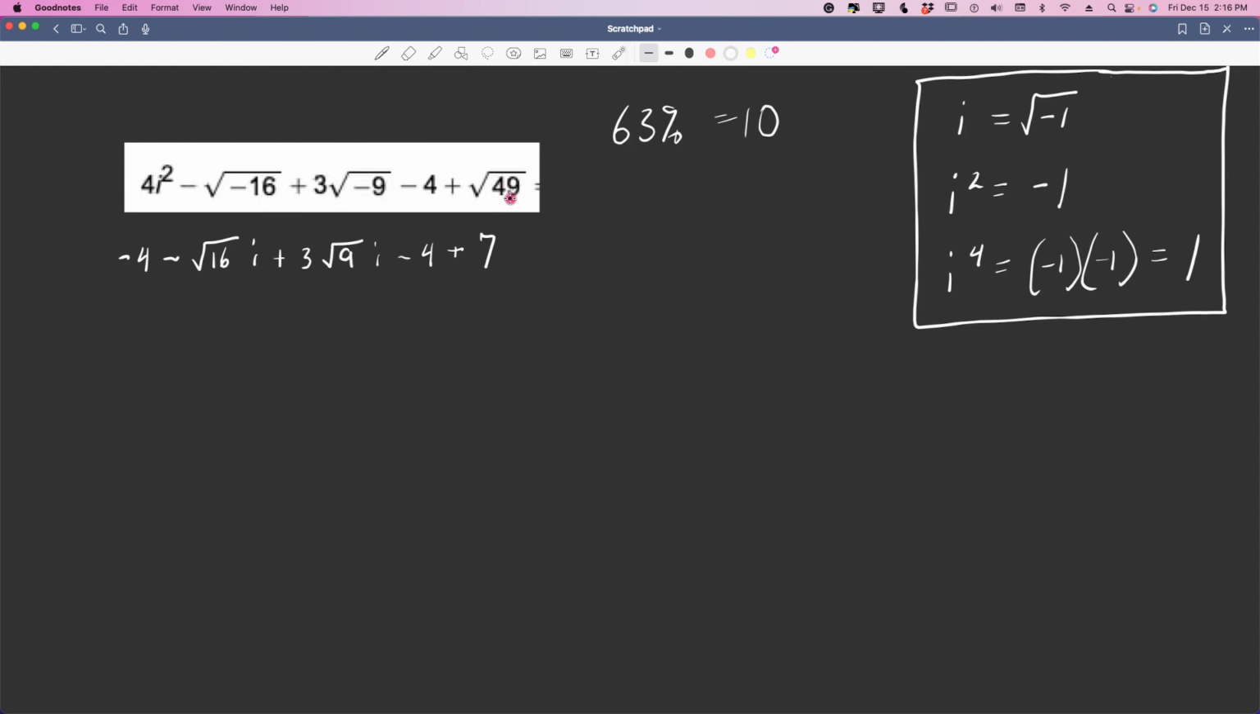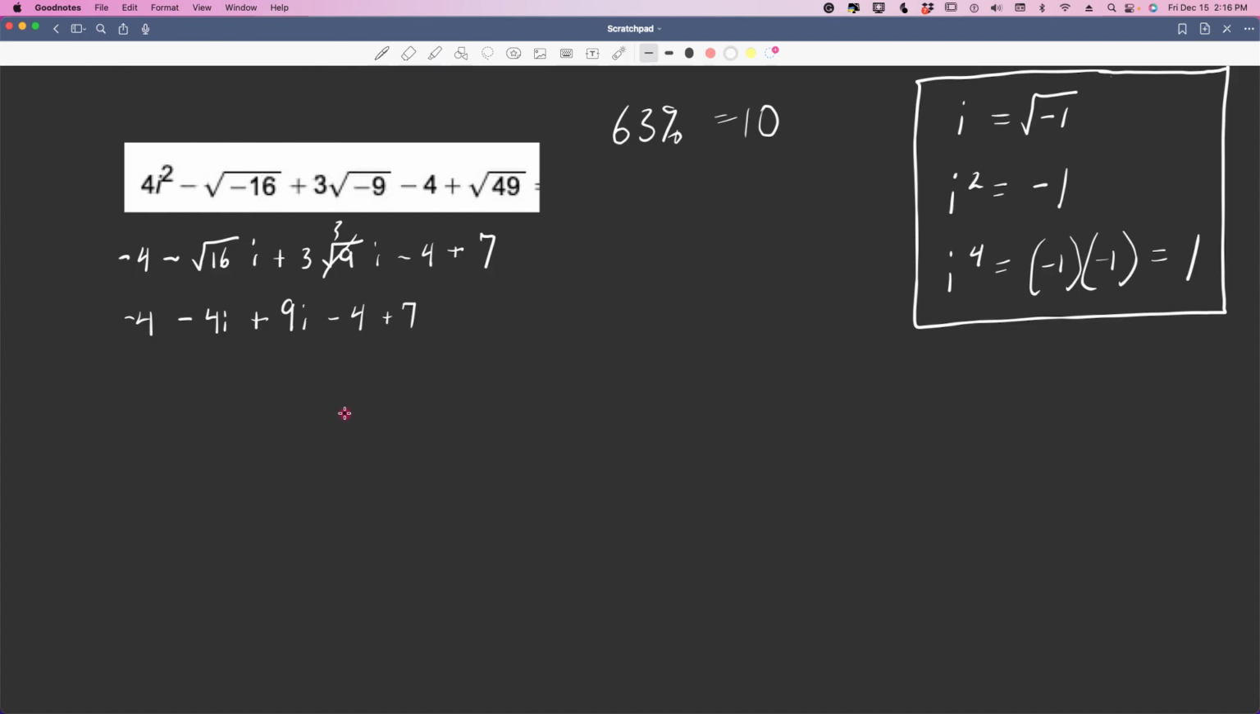7 times 7 is 49. Now we can deal with these square roots. Minus 4i plus, we have 3, and this is going to be 3. So 3 times 3, that's 9i minus 4 plus 7.